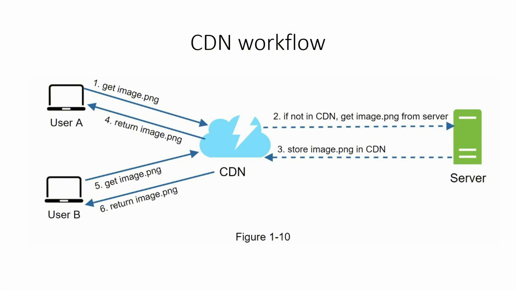The origin returns image.png to the CDN server, which includes an optional HTTP header, Time-to-Live (TTL), which describes how long the image is cached. The CDN caches the image and returns it to user A. The image remains cached in the CDN until the TTL expires. User B sends a request to get the same image. The image is returned from the cache as long as the TTL has not expired.